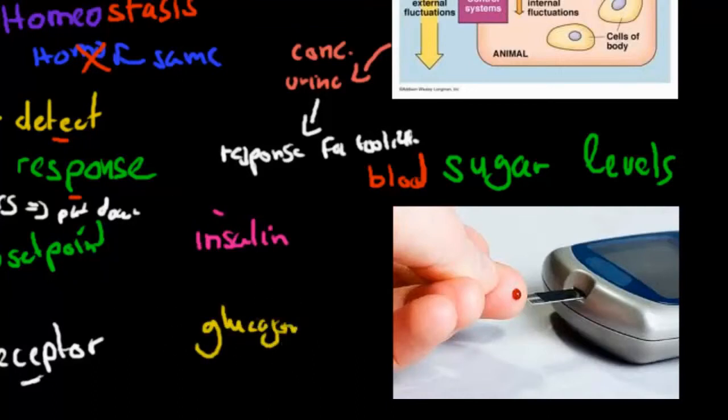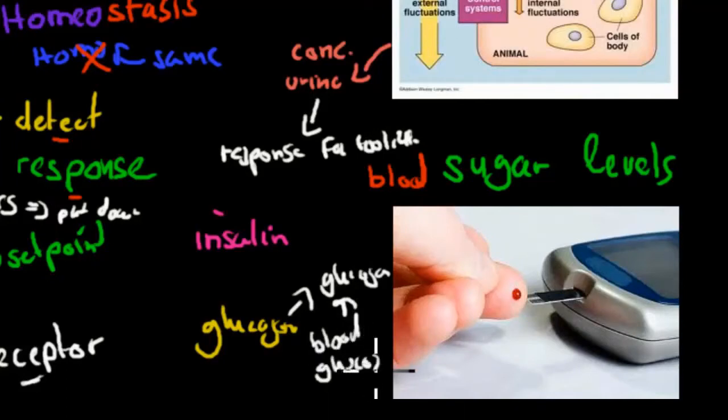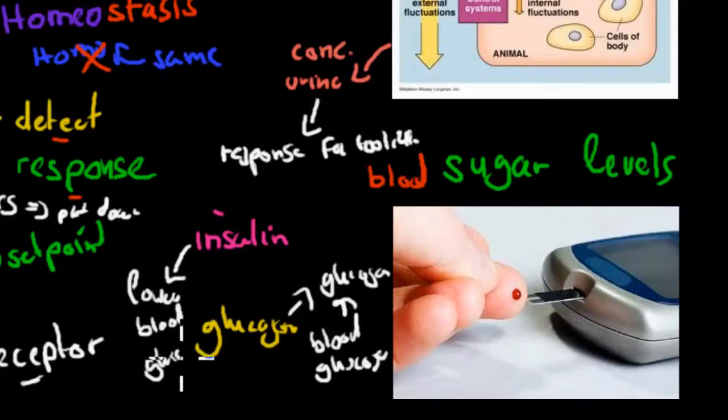If our blood glucose is too low, then we will produce glucagon. So glucagon increases blood glucose. And insulin is the opposite. If it's too high, we produce insulin, and insulin lowers blood glucose. So we have two different mechanisms, two different responses to help bring it to its normal set point. If it's too high, we produce insulin. If it's low, we produce glucagon.